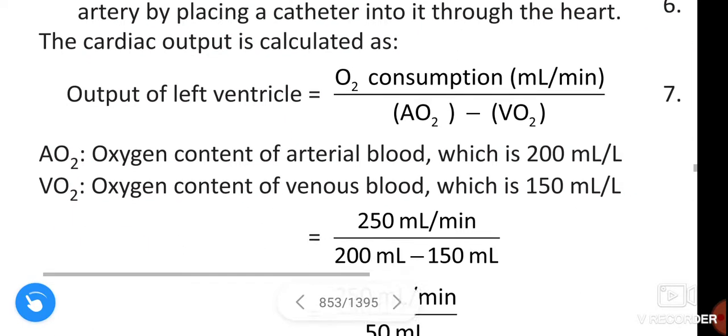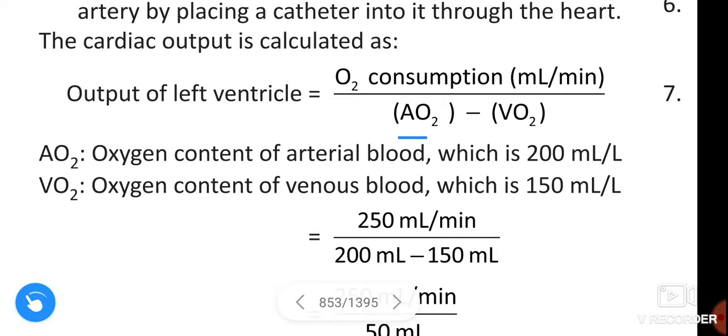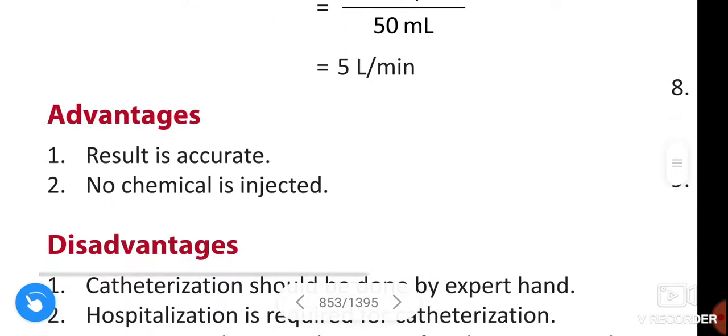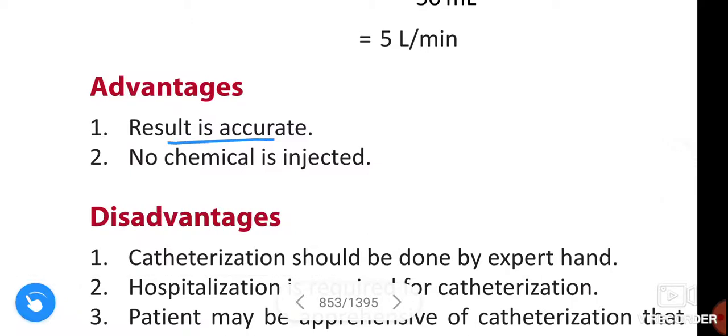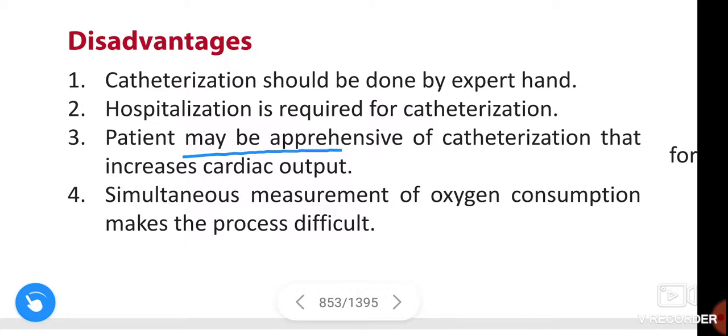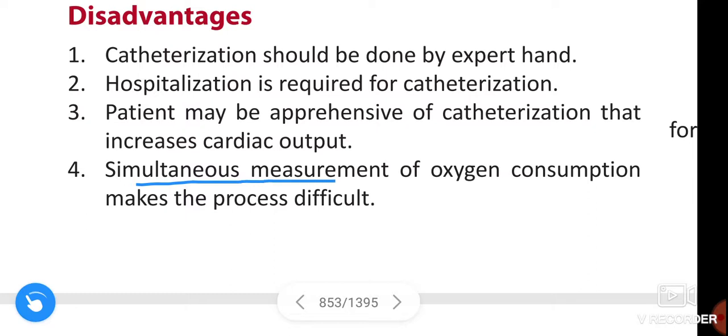Output of the left ventricle equals oxygen consumption divided by the arteriovenous difference of oxygen across the lungs. Next, this is the calculation. Next, advantages. The result is accurate, and no chemical is injected. Disadvantages are: catheterization should be done by expert hands, hospitalization is required for catheterization, the patient may be apprehensive of catheterization, which increases cardiac output, and simultaneous measurement of oxygen consumption makes the process difficult.